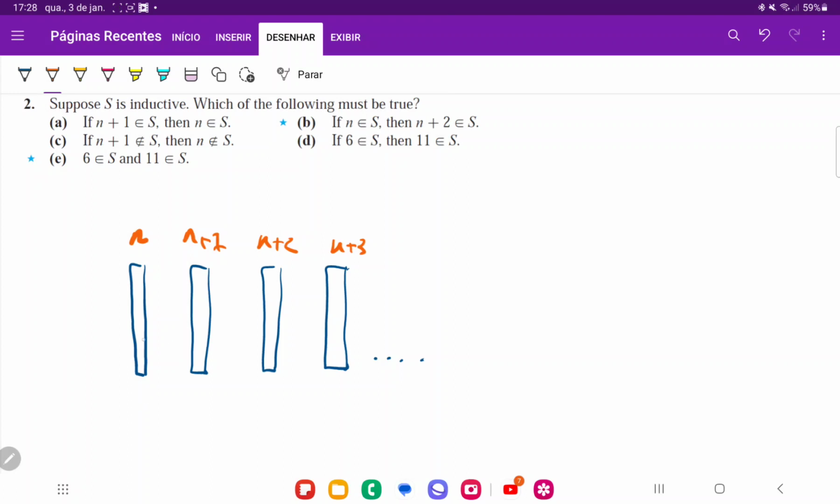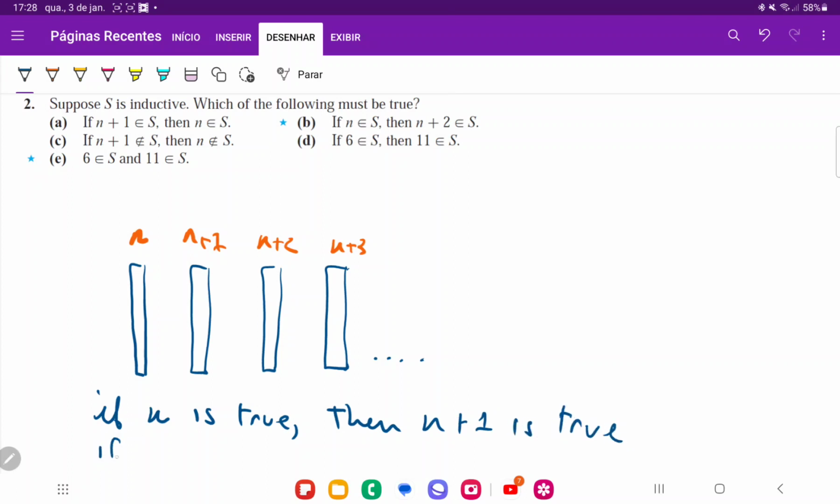The idea here is that if the first one's true, then that guarantees that the next one's going to be true, which in turn is going to guarantee that the second one after it's going to be true, and so on and so forth. So we can summarize the inductive principle as being if n is true, then n plus 1 is true, right? Or if n belongs to S, then n plus 1 belongs to S. You could say S is the set for which the statement is true, right? So let's look at these statements here and see which ones make sense.